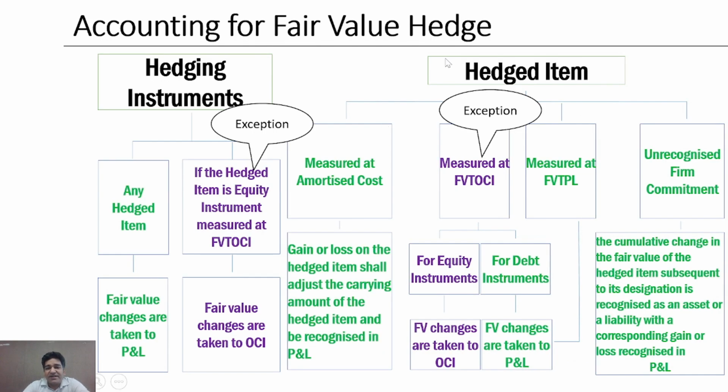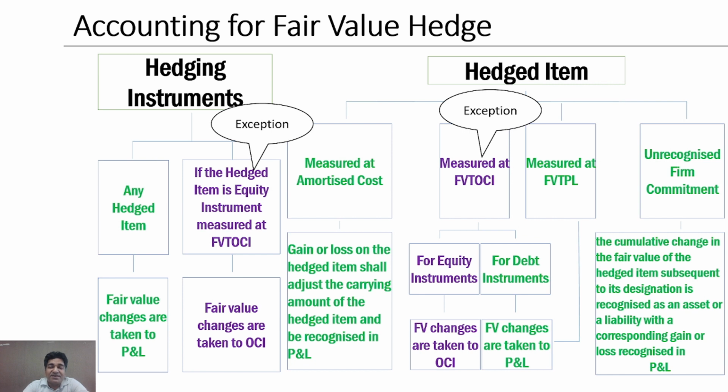For the accounting of fair value hedge, we will break this into the accounting for the hedged item and the accounting for the hedging instruments. So let's first discuss the hedging instruments. As a general rule, as a golden rule, hedging instruments are always measured at fair value, and a hedged item can be measured at amortized cost, fair value through P&L, or fair value through OCI. Hedged item can be at amortized cost or at fair value, but hedging instruments will always be measured at fair value. So where will these fair value changes go, whether it will affect my OCI or my profit and loss account.